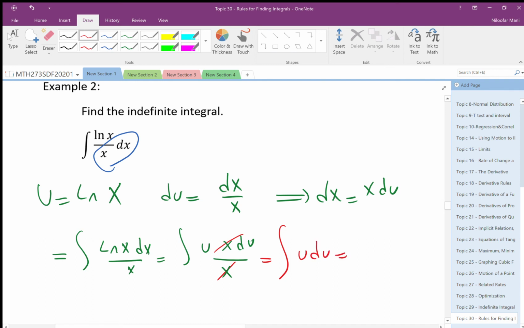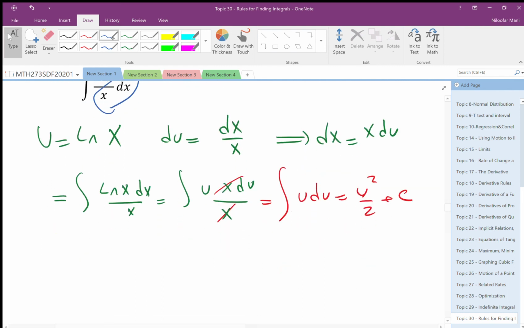Oh, perfect. I know. It is u power 2 divided by 2 plus c. Don't forget c. Now what is u? Oh, u is ln x. Okay, so (ln x) squared over 2 plus c.